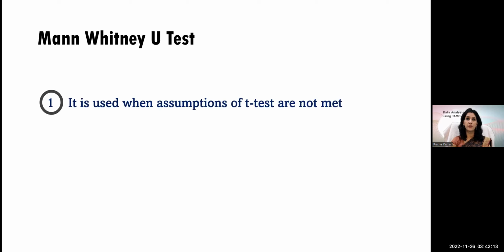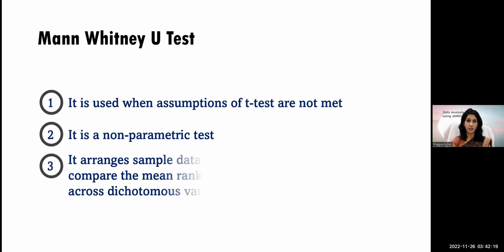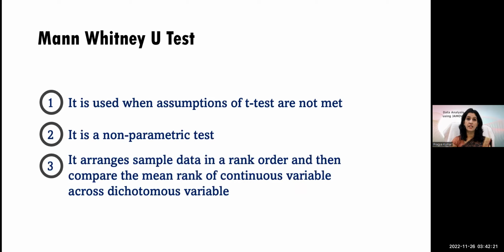So this Mann Whitney U test is used when the assumptions of t-tests are not met, and it is a non-parametric test. It arranges the sample data in rank order. So if there are very deviant values in your data set, it gives a rank to each data point, and then it compares the mean rank of the continuous variable.